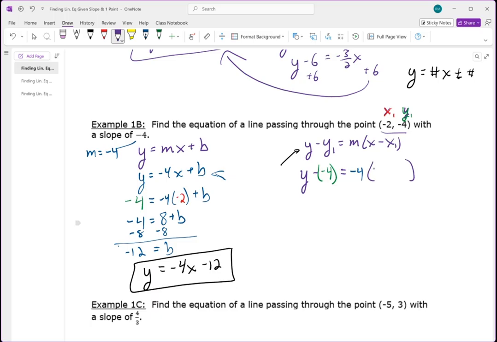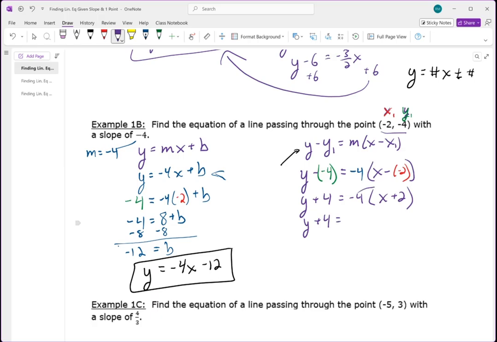Then I'm just going to leave my x alone, and then in place of my x1, I'm going to go ahead and plug in my point -2. So here, we just have to be careful with our signs. Minus a -4 is really going to be +4. Minus a -2 is also going to be +2. And now to get it to look like the other equation, we're just going to need to do some simplifying.